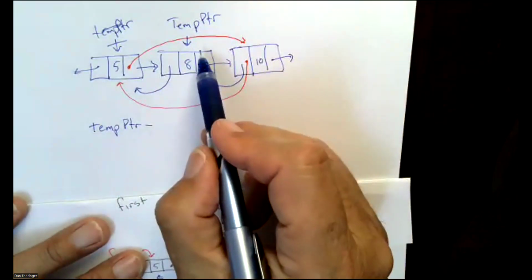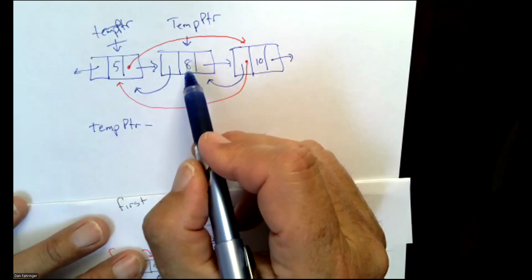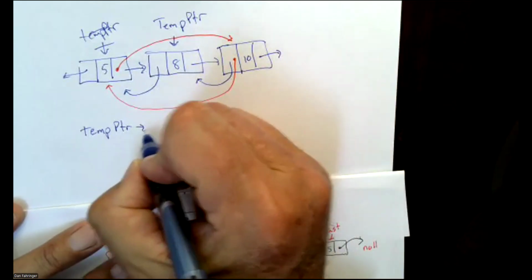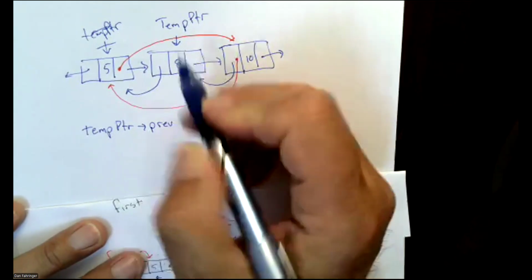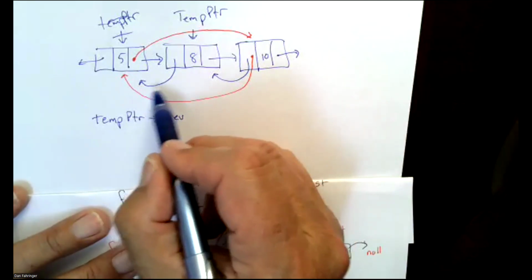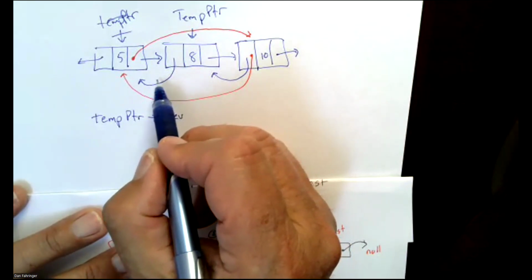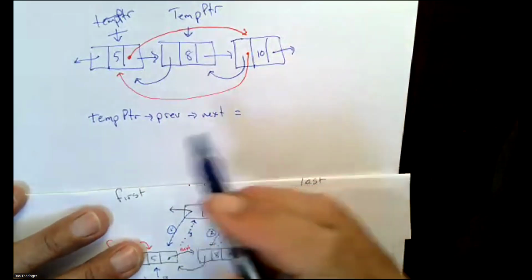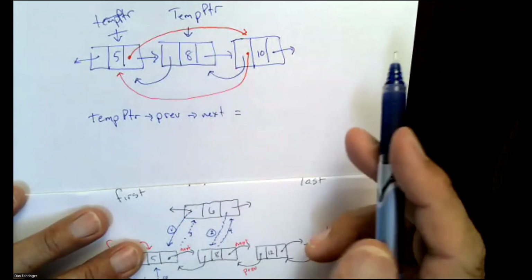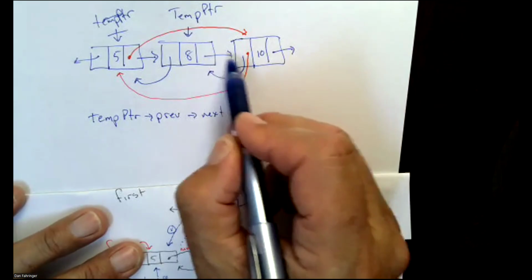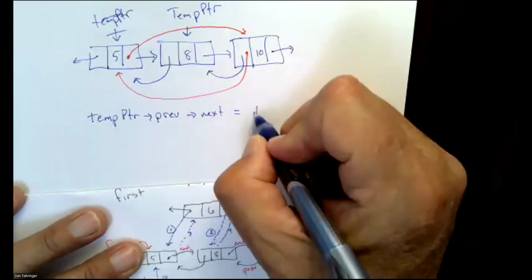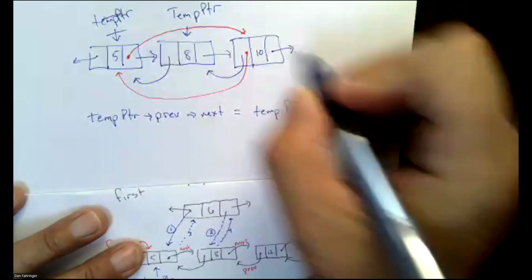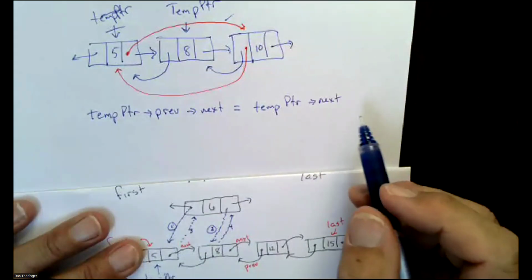Temp pointer's previous previous equals temp, not yet. Temp pointer's previous is just this guy, right? For previous next. Yes, I need the next in there. Good. That now gets the value of temp pointer's next. Good. Ka-ching, took care of that one.